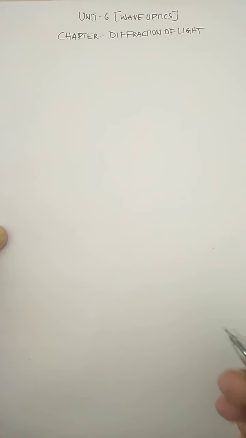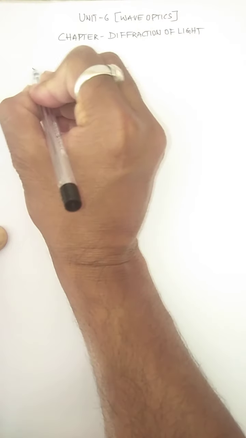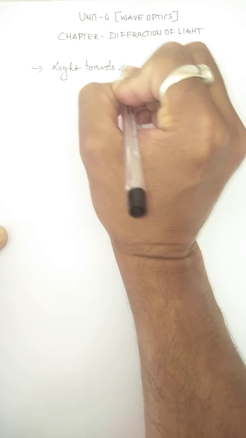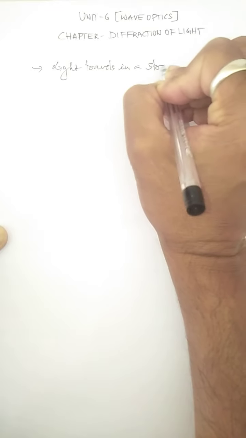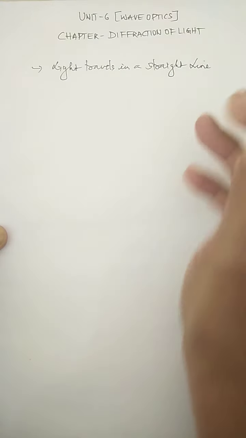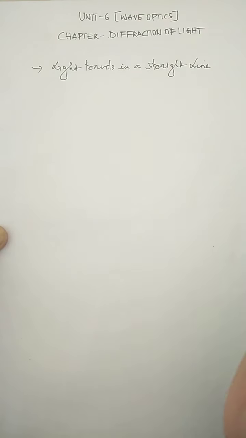Children, you know that in ray optics, you learned that light travels in a what line? Straight line. Now, light travels in a straight line means there is no bending of the light. Light passes straight.